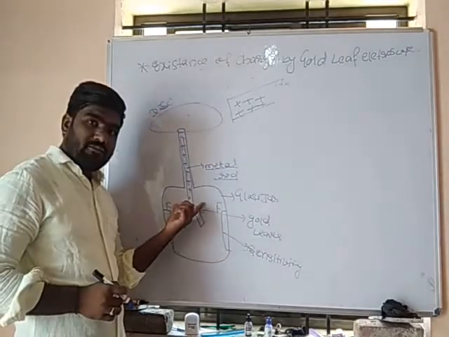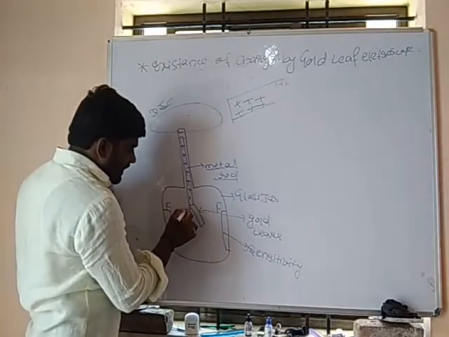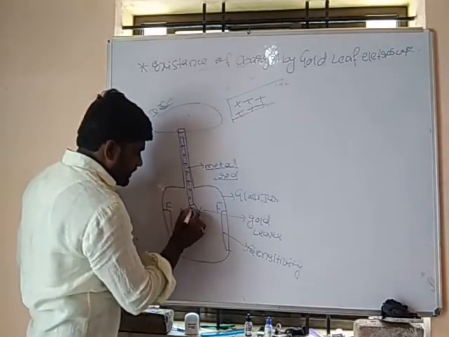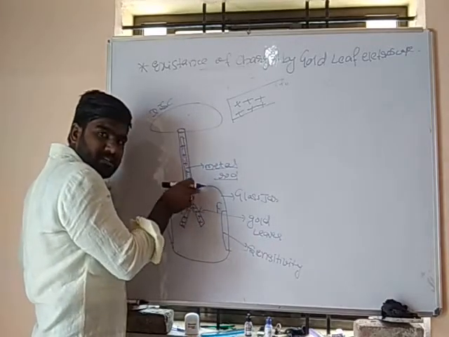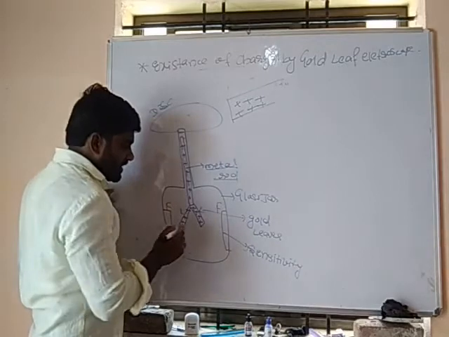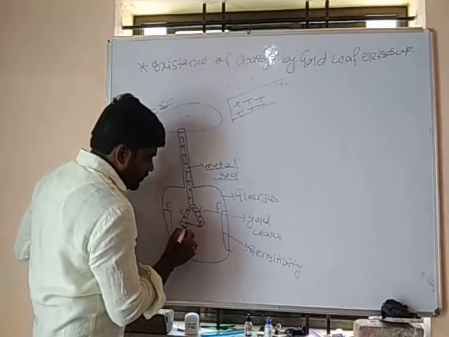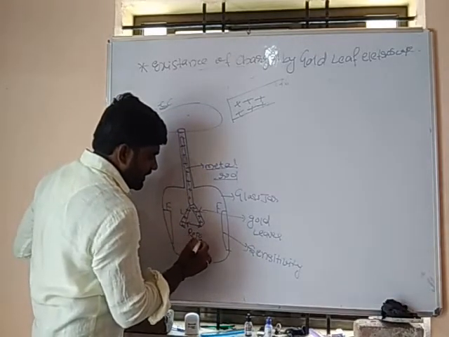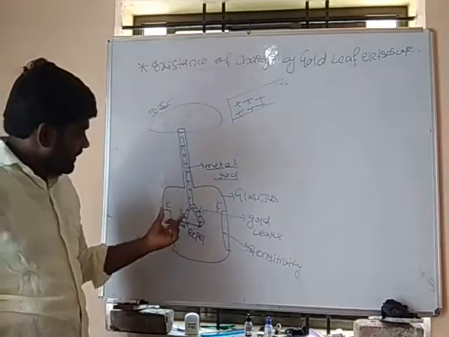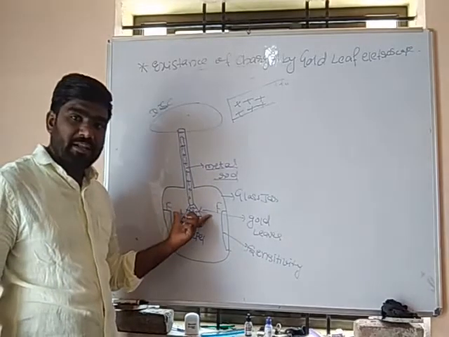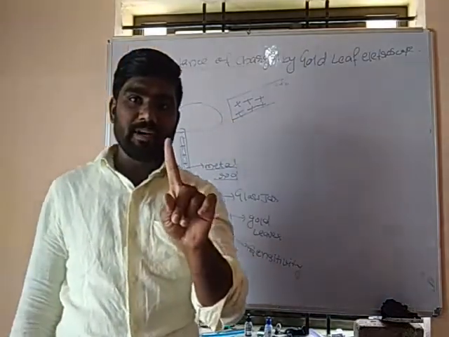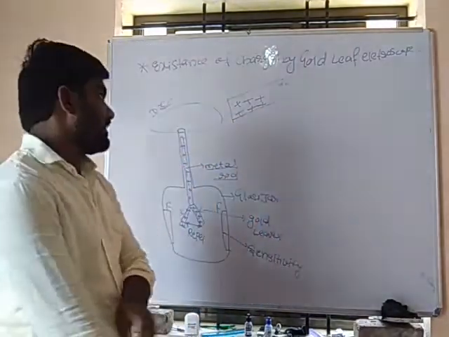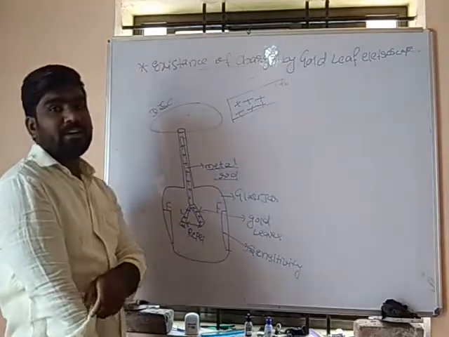After the end of the metal rod, these charges enter into the gold leaves. When the same kind of charges enter into the gold leaves, what happens? These two gold leaves repel each other. From this, we can conclude that they have the same kind of charges. This is about the gold leaf electroscope.